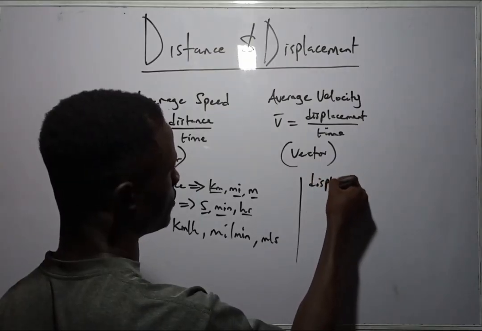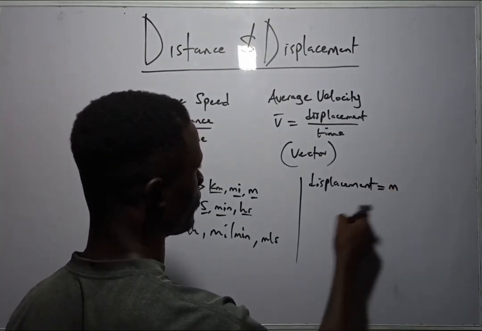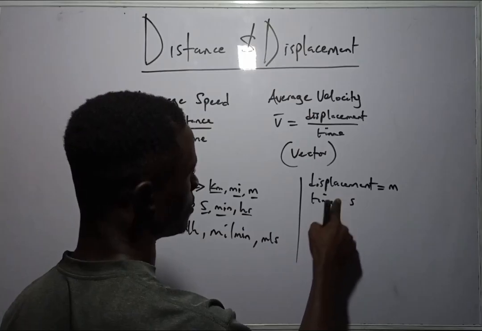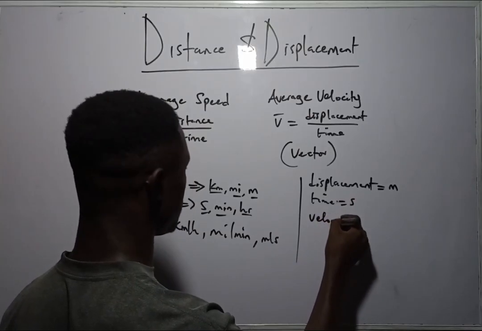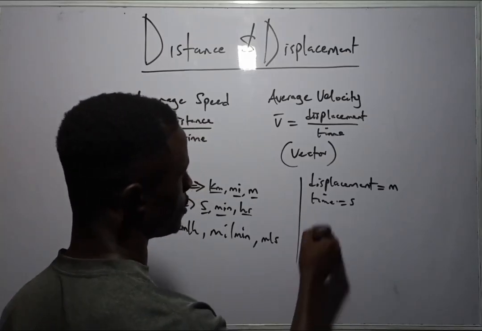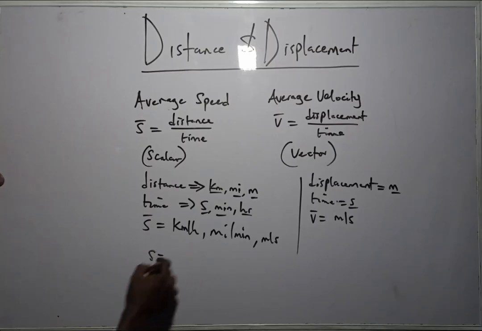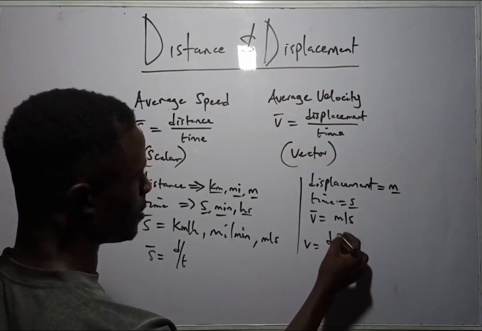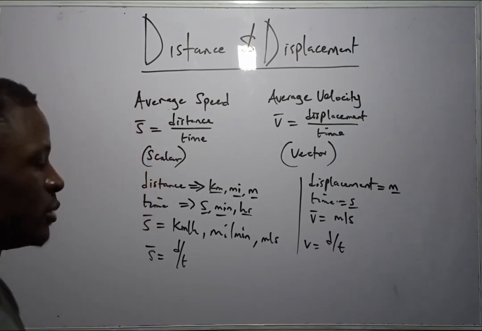Displacement is measured in meters. Then time is measured in seconds. So the unit of velocity is meters per second. For short, you can write S, that's the average speed, is equal to distance over time. Then for short, d over t. Since it's velocity, just know that this place is talking about displacement.